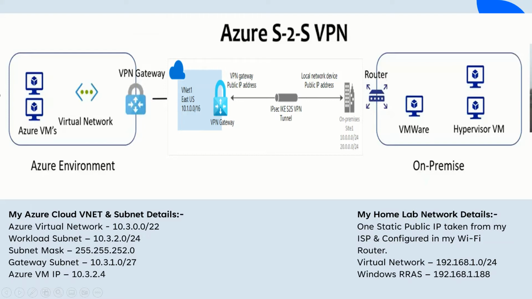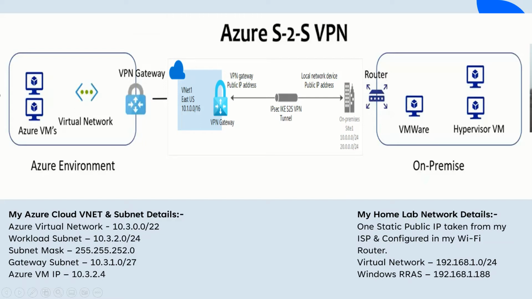But in our case, I'll be using a simple Wi-Fi router, a Wi-Fi device that is provided by my internet service provider that I use to connect to the internet. So this is pretty much the diagram, and in the lower left side, you can see my Azure cloud VNet and subnet details.